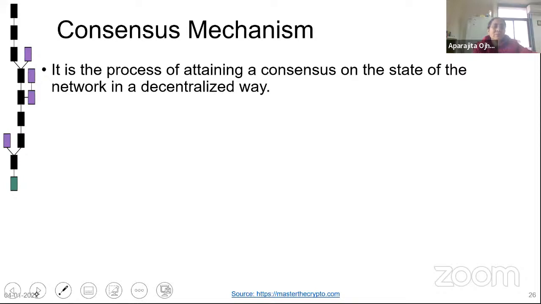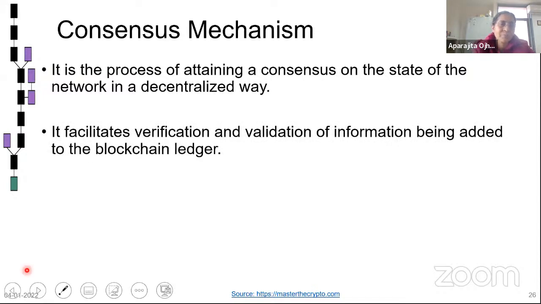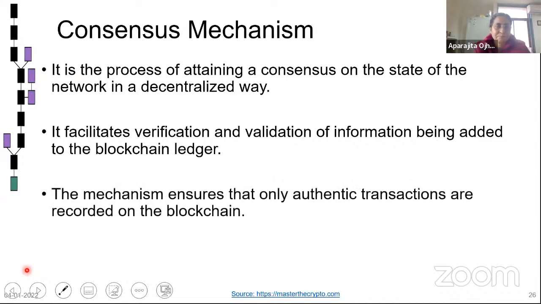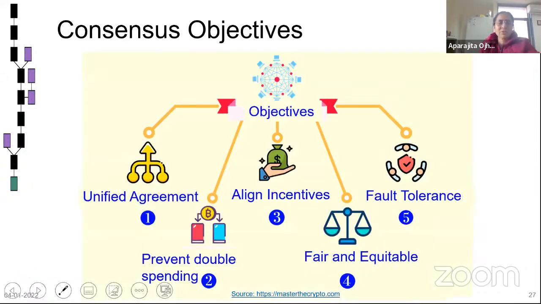So what happens? Consensus mechanism is basically a process of attaining consensus on the state of the network in a very decentralized way. Something very important here is that consensus is achieved in a decentralized way. It facilitates verification and validation of information being added to the blockchain ledger, right? This also ensures that only authenticated transactions are recorded in the blockchain. We have already spoken quite a bit about all this.